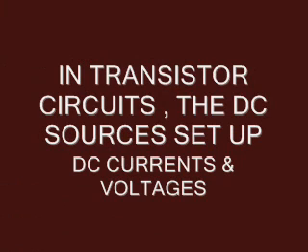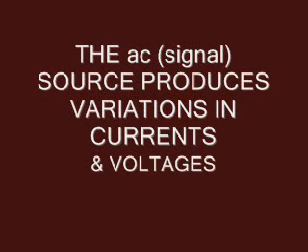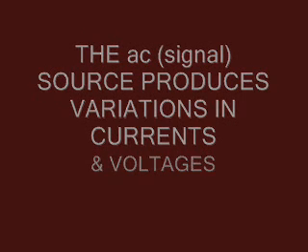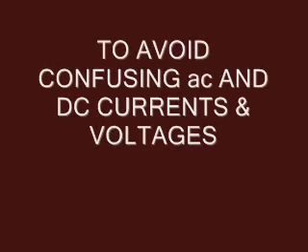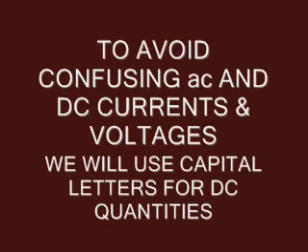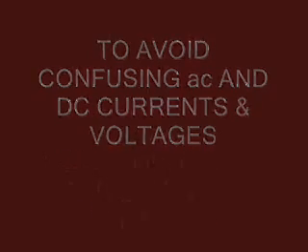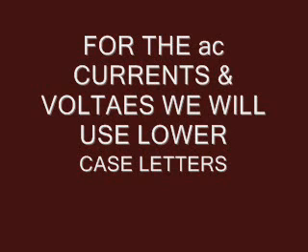In transistor circuits, the DC sources set up DC currents and voltages. The AC signal source produces variations in currents and voltages. The circuit analysis should get split into two parts. To avoid confusing AC and DC currents and voltages, we will use capital letters for DC quantities. For the AC currents and voltages, we will use lowercase letters.